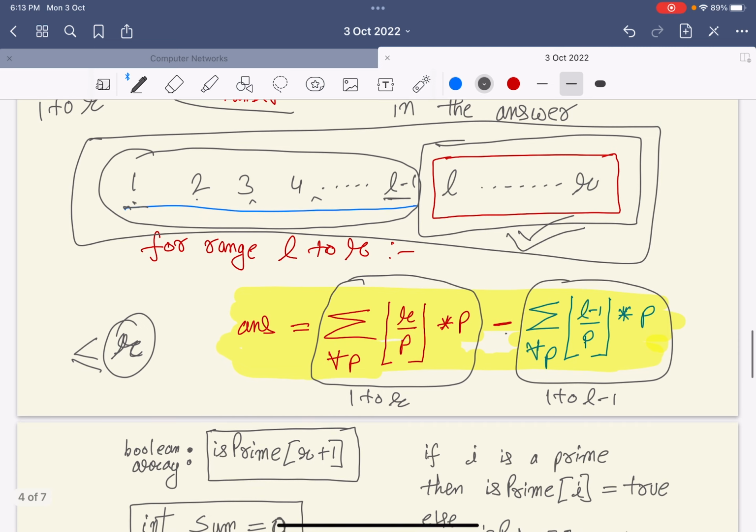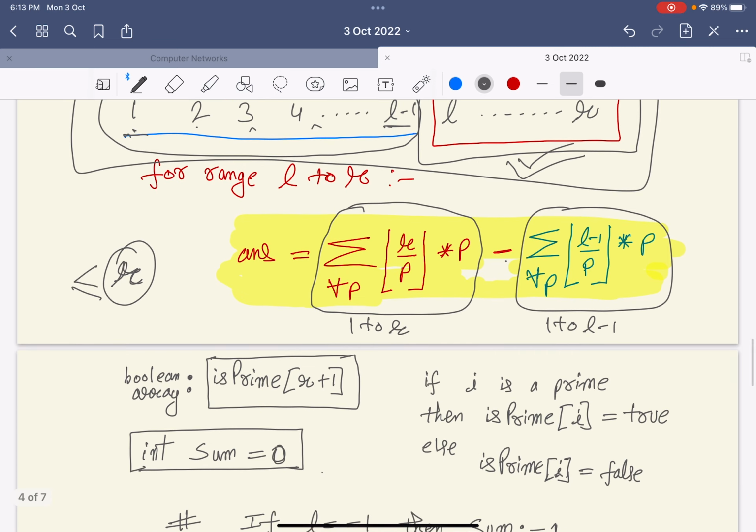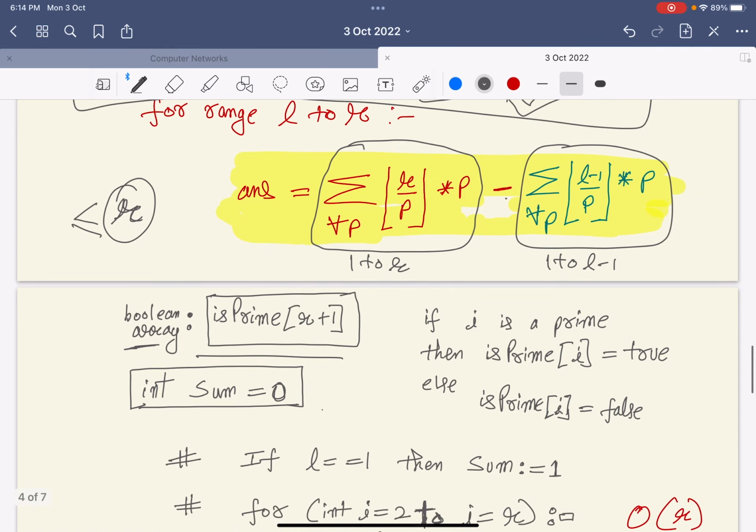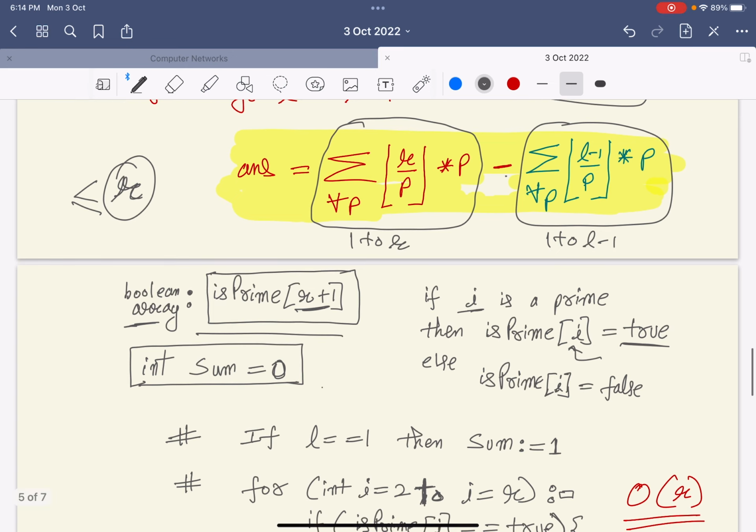Okay, so let's suppose you are given a Boolean array. How we will create this Boolean array, we will discuss later. But let's say I am given this Boolean array which is of length R plus 1, and this Boolean array has the information for all the numbers, whether it is prime or composite. If my number I is a prime, then if I plug that index I in my isPrime array, that will return true. But if I is not a prime and I plug that I in my isPrime array, that will yield false.